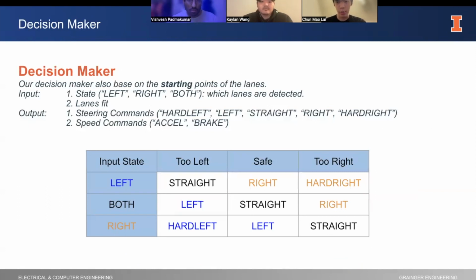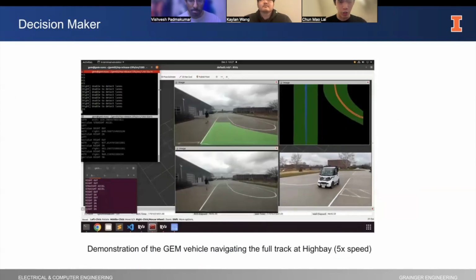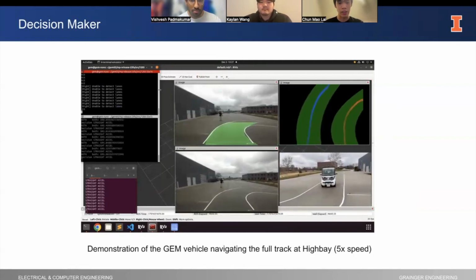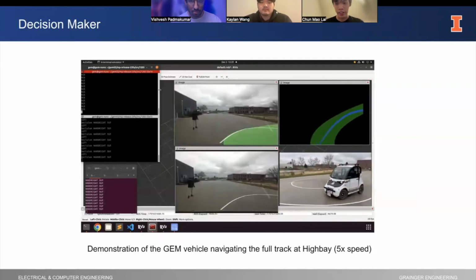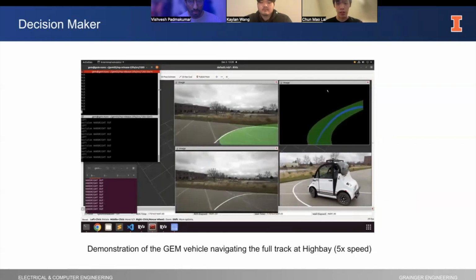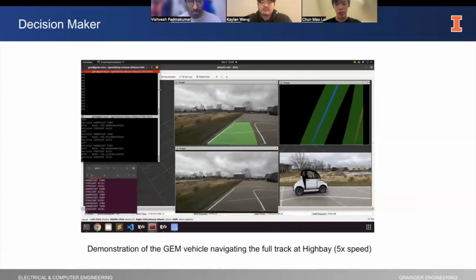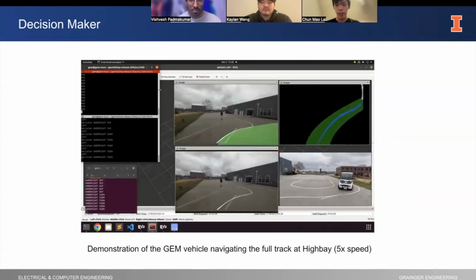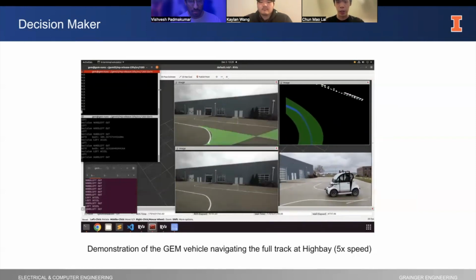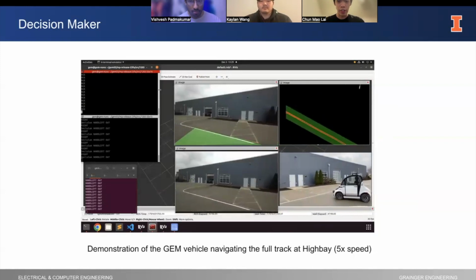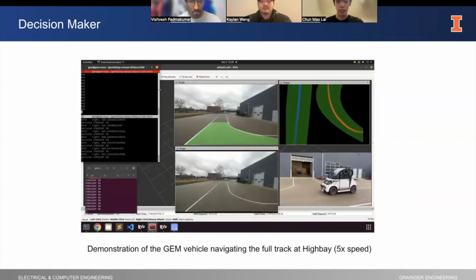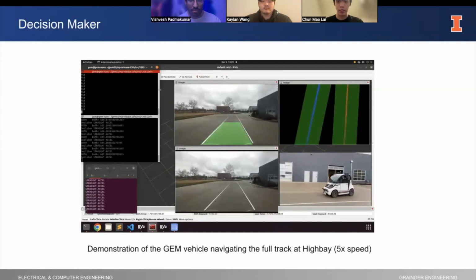Our decision maker predicts the steering directions based on the starting point of the lane's polynomial. Here is a video of a demonstration in the real world. The intuition of our decision maker is quite straightforward. When the car is in the middle of the straight lanes, the starting point of the polynomial will align to the center, so the system will just instruct the vehicle to move straight forward. But if the starting point deviates to the left or to the right, then the system will adjust the command to fit the car in the middle of the lane. And if there is only one lane detected, which indicates that the car is inside a turn, the system will return the direction based on the direction of the turn.